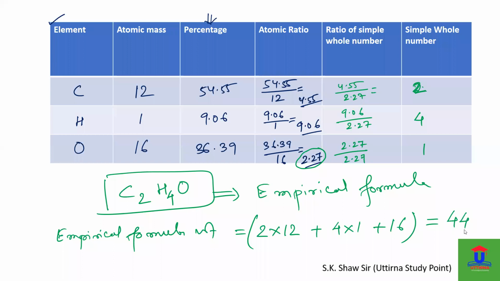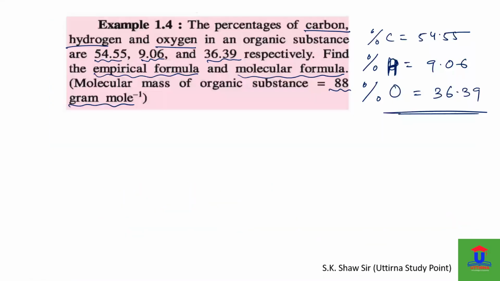44. Right. Next, it is given in the question the molecular mass of the organic substance is 88 gram per mole. So given molecular mass is equal to 88. Look, it is given in gram per mole. It is equal to no unit. The unit of molecular mass, if you don't write it, that is also fine, or you can write gram per mole. Okay?